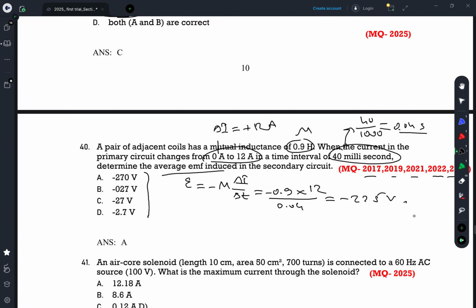0.9 times delta I, 12, divided by 40 milliseconds, 0.04. The answer is, sorry, negative 270. 270 is the correct answer.